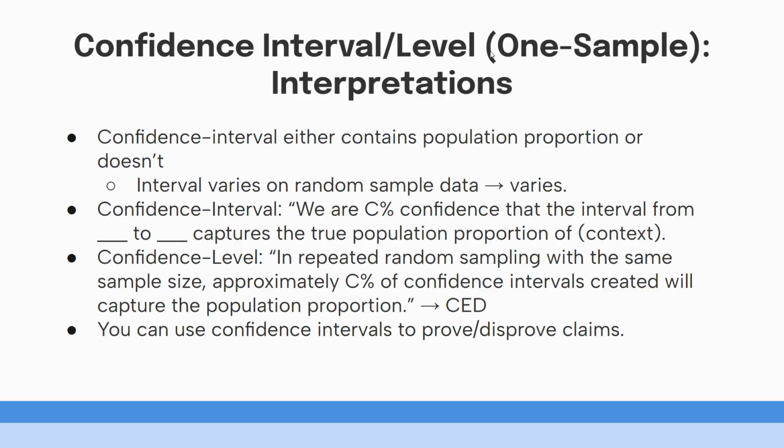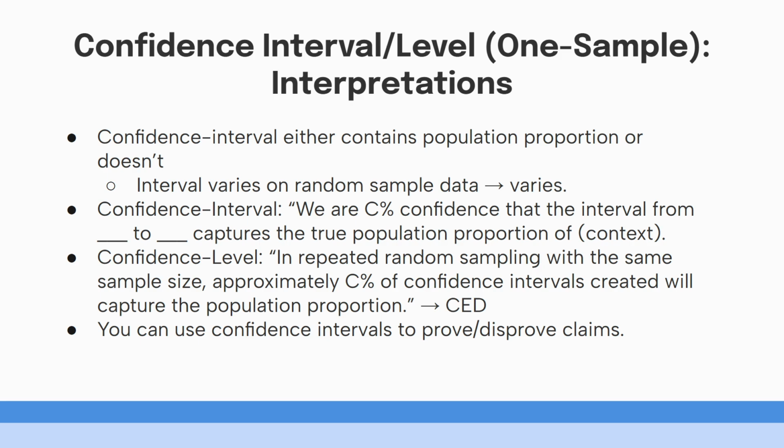Confidence intervals and levels, basically these are just some interpretations. The confidence interval either contains the population proportion or it doesn't. It's not that there's a 95% chance it's in there. It's either a 100% chance it's in there or a 0% chance. There's no in between. And the interval will vary based on random sample data. When you select a random sample, the sample proportion will vary due to the standard error of the proportion statistic. So your sample proportion might be 0.5, then in a second sample 0.4, then 0.6.